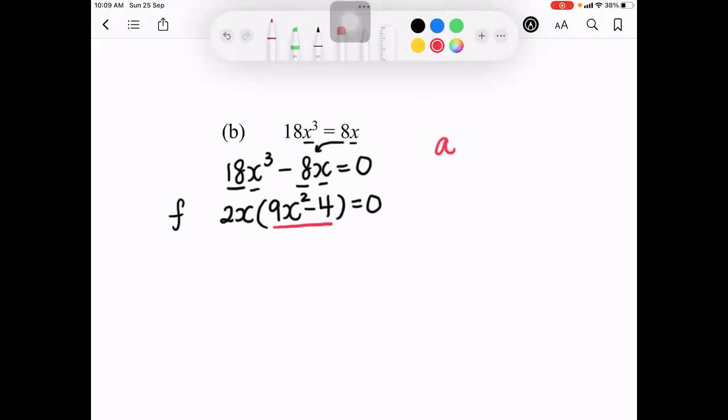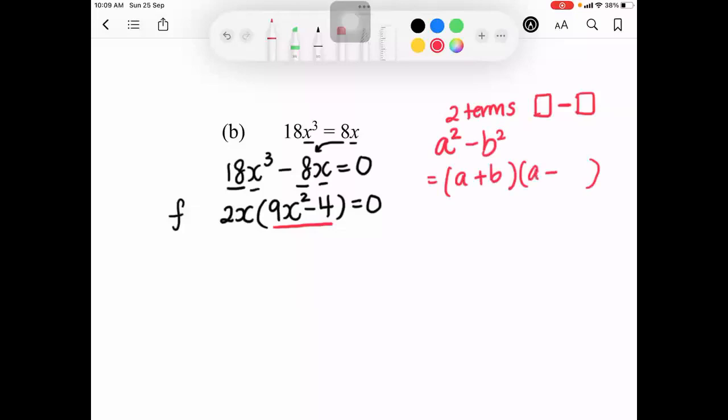I notice, number 1, it must have 2 terms, only 2 terms. Number 2, something minus something, can only be minus, cannot be plus. Not only that, it must be a squared minus b squared. A squared minus b squared can be factorized into how many brackets? How many signs? 2 signs, 1 plus and 1 minus. So it will be a plus b, a minus b.